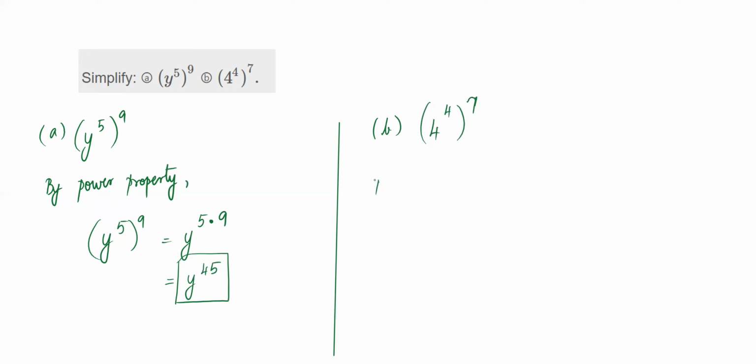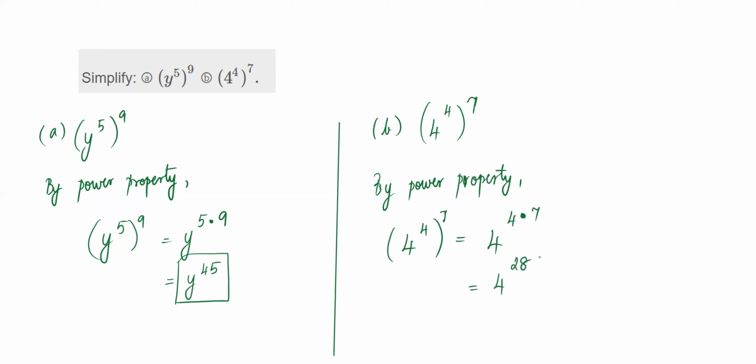7. So once again, I see powers stacked up. So by power property, 4 power 4 power 7 is 4 power 4 times 7. Okay, 4 times 7 is 28. The answer comes out as 4 power 28.